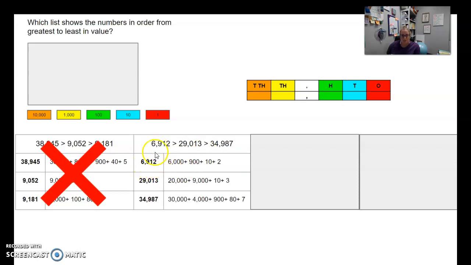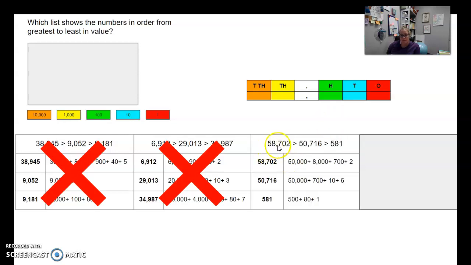Is 6,912 greater than 29,013? It's not. This number has 10,000s. It has a 20,000. This only has thousands. 6,000 versus 20,000? Well, 20,000 is much bigger than 6,000. So you know what? This one's gone. Bye. All right, let's look at this one.